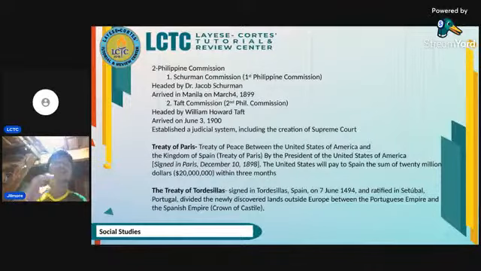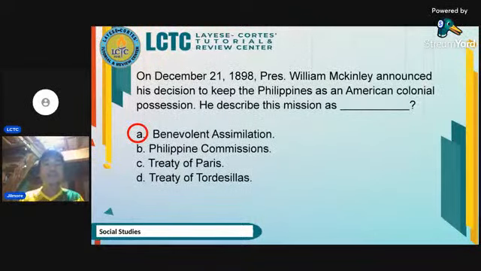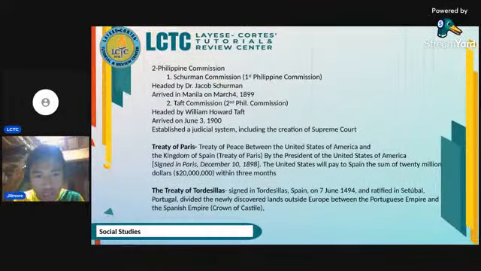When was the Treaty of Paris signed? December 10, 1898. And President McKinley decided to keep the Philippines as an American colony December 21, 1898. Signed already the Treaty of Paris that the Philippines will be ceded to the US. And the United States paid $20 million to Spain. Let's proceed. Dr. Jacob Schurman, head of the first Philippine Commission. The second was William Howard Taft. Arrived on June 30, 1900. Mr. Arias, December 10, 1898, the Treaty of Paris.